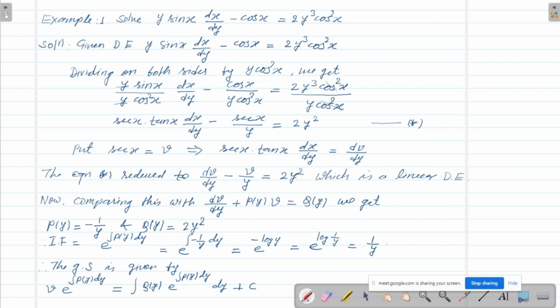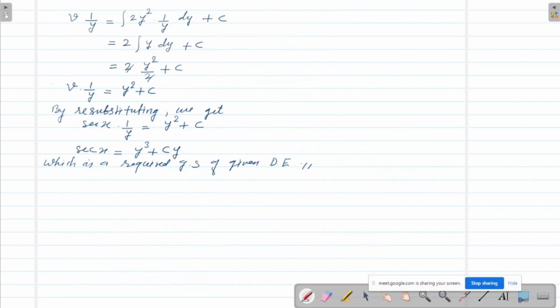Now, the general solution is given by this formula. Substitute all the values over here and integrate them. So that is v into 1 upon y, the integrating factor, equal to integration of q of y, which is 2y square, into the integrating factor, dy plus c. Now integrating, the final solution is this.